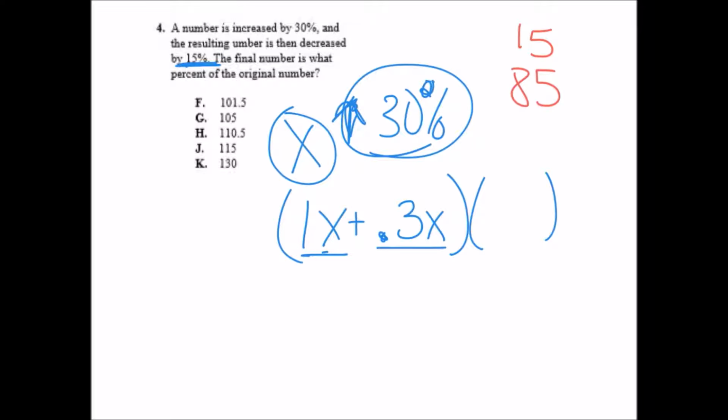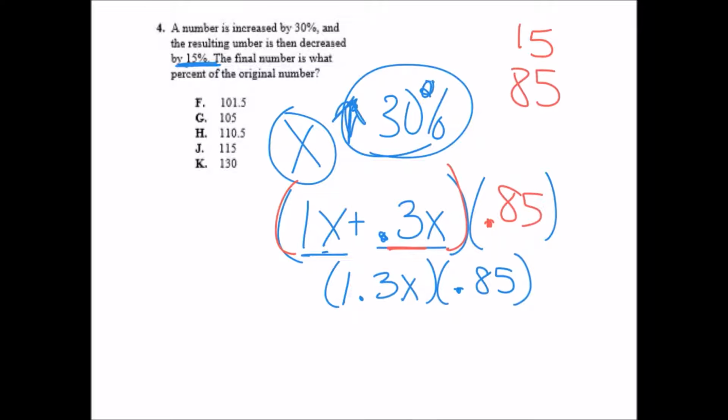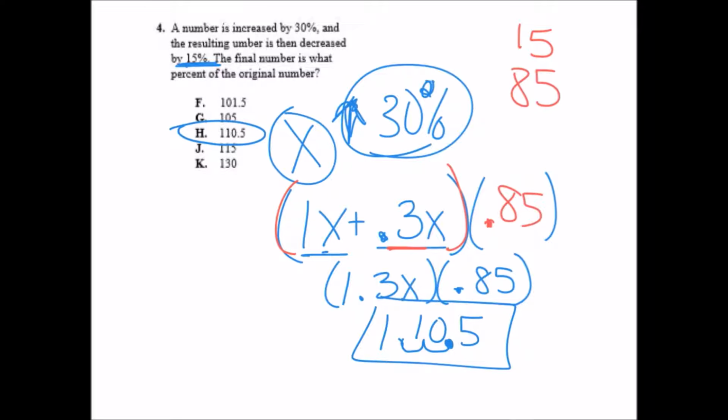So it increased by 30% here, and the resulting number, so this whole set right here, is then multiplied by 85% or 0.85. So what you end up getting is a problem that looks like 1.3x inside the parentheses times 0.85. And you get, using your calculator, the solution will be 1.105. But because remember you're dealing in percentages, you need to move that decimal point over 2 places, because the correct answer is 110.5, H.